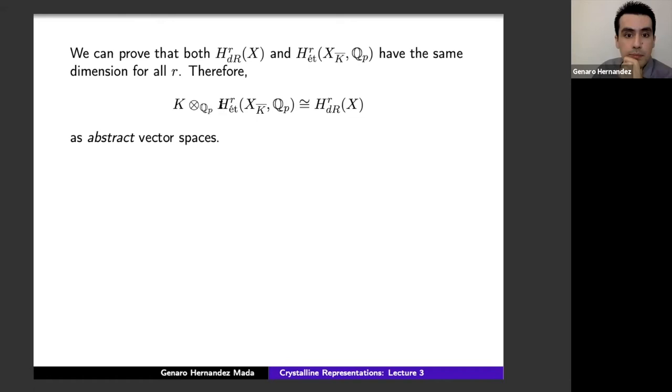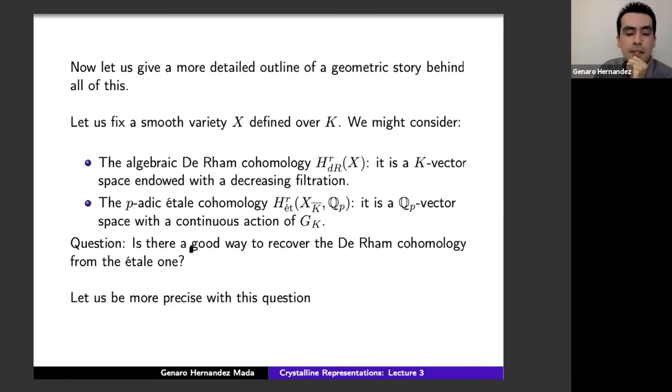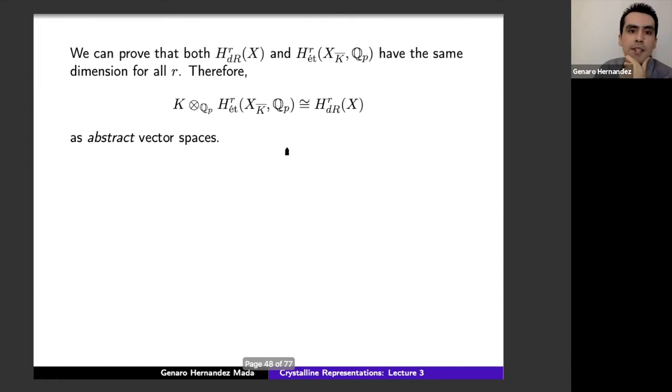The problem is that this isomorphism is not functorial, so it's not completely satisfying, this method. If you notice, this isomorphism in a certain sense answers the question, because we were asking: is there a good way to recover the de Rham cohomology from the étale one? If we have the étale cohomology, we can recover the de Rham via this isomorphism, one might say. But the problem that this isomorphism is not functorial tells us that way of recovering is not the best we should hope for.